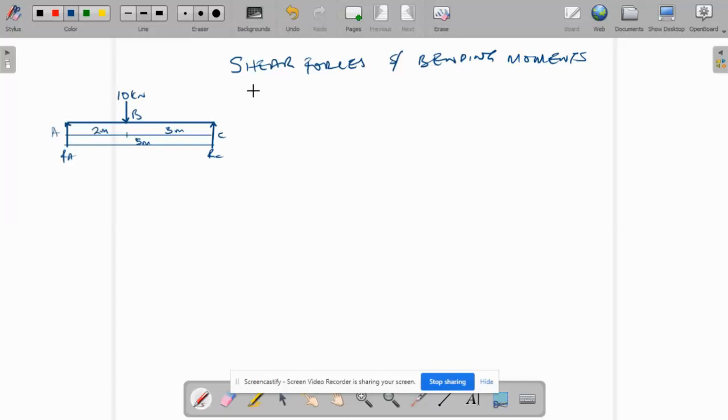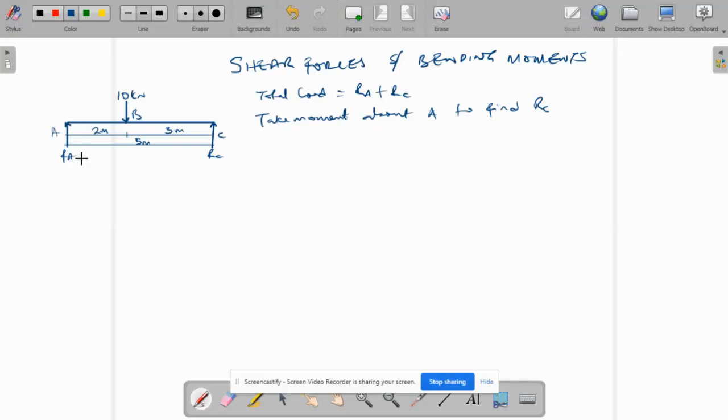So all we need to do here is to find the reactions. To do that, we need to first note that total load is equal to RA, reaction at A, plus reaction at C. So the first thing we need to do is take moment about A to find reaction C, not reaction B. So what we'll do here is take moment about A.